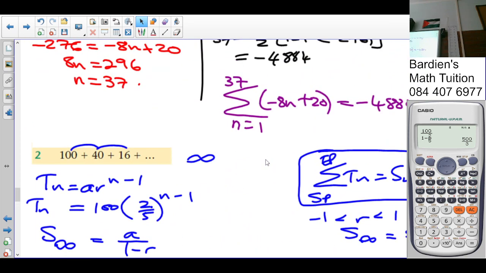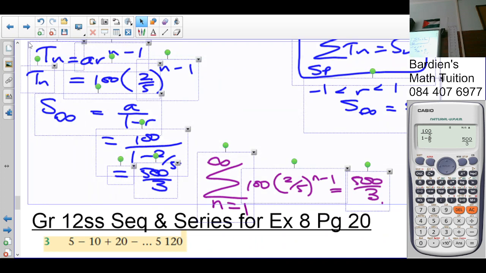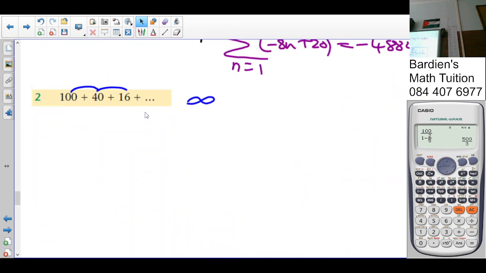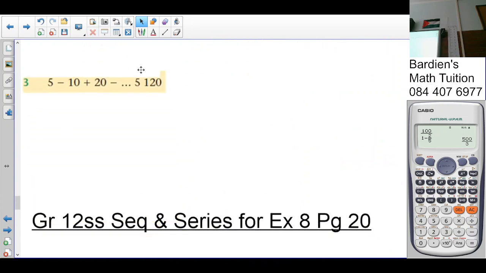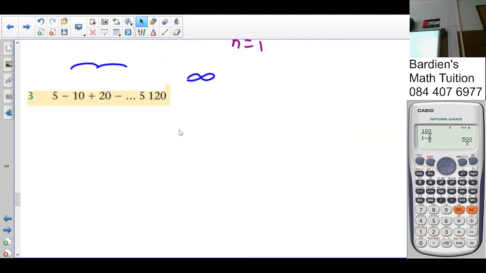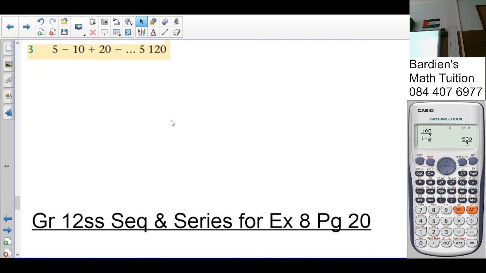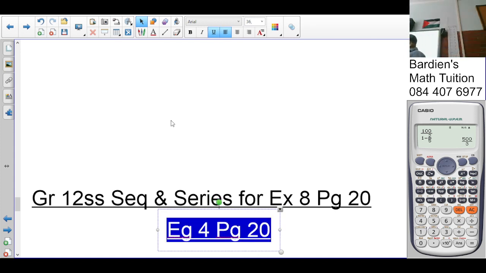So what I'm going to do is I'm going to move this up. I'm going to delete this. And run out of space here. Let's pull this up. Okay, this is example 4. It's on page 20.